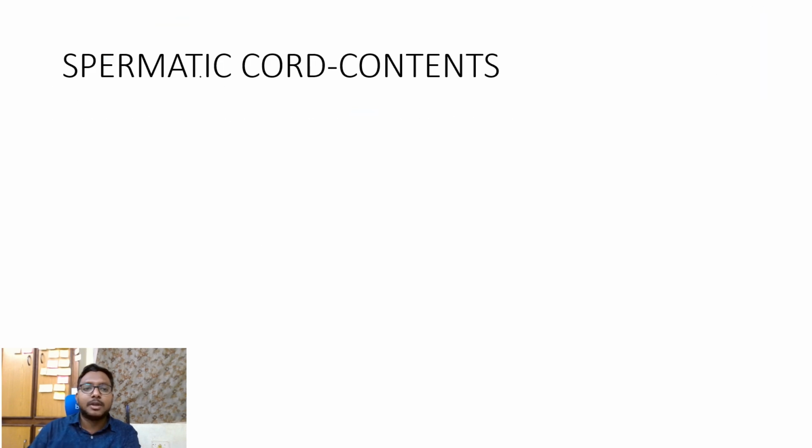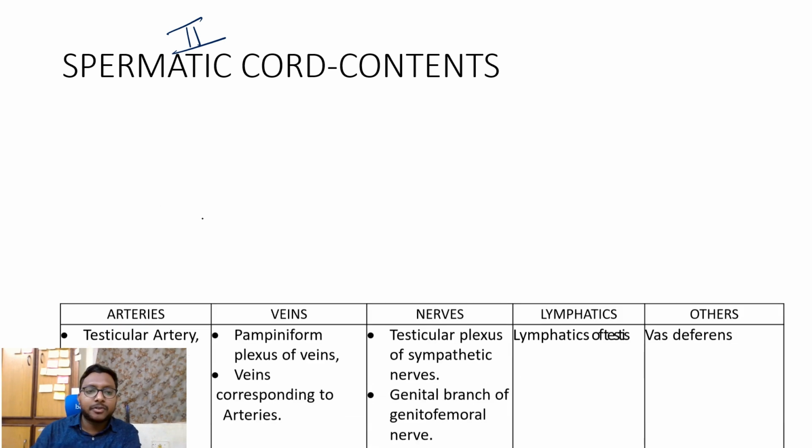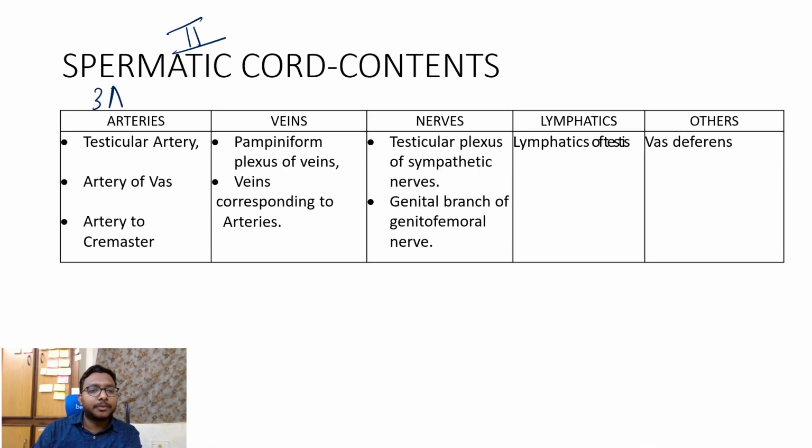Now the second question is what are the contents of the spermatic cord? You can remember them easily. In males, the main important structure is the vas deferens. Apart from the vas deferens, remember three arteries: first the testicular artery, second the artery to the vas deferens, then the cremasteric artery. And the important veins are the pampiniform plexus of veins and veins corresponding to the arteries. Then coming to the nerves, it is just like a neurovascular bundle and lymphatics. Just remember it like that: neuro, vascular meaning both arteries and veins, so a neurovascular bundle along with lymphatics and others.